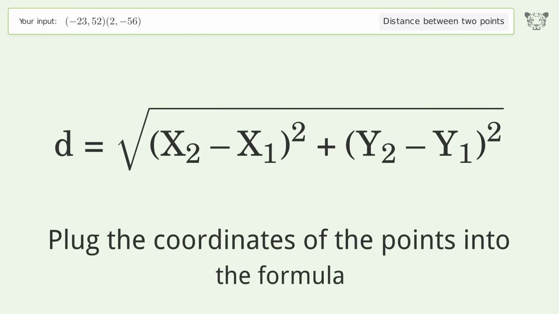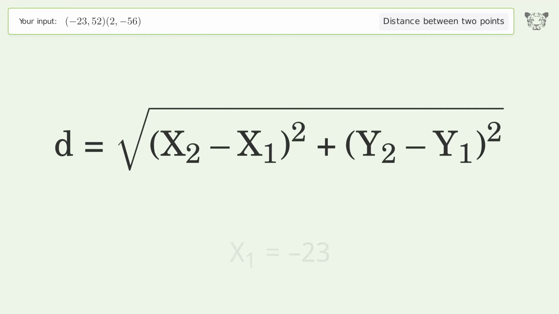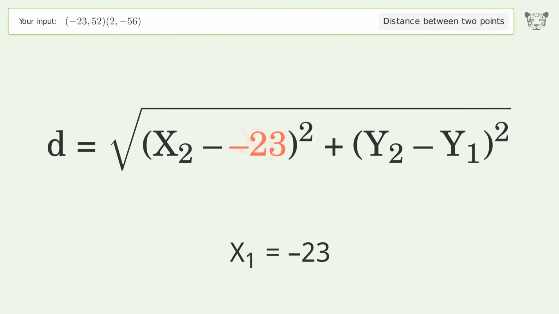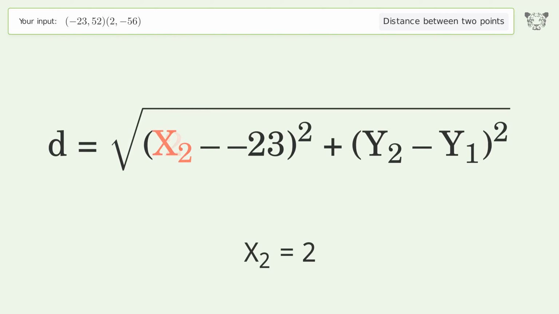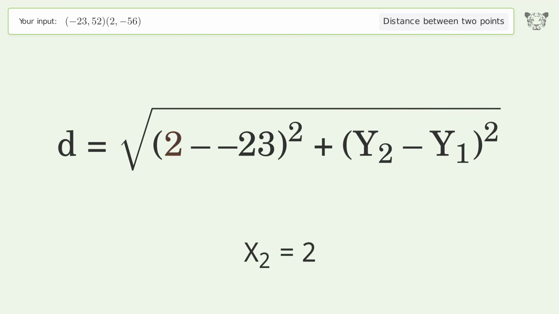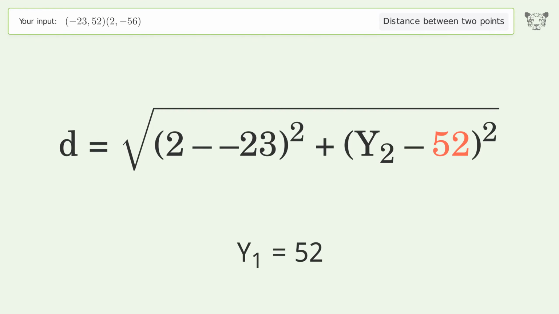Plug the coordinates of the points into the formula. x1 equals -23. x2 equals 2. y1 equals 52. y2 equals -56.